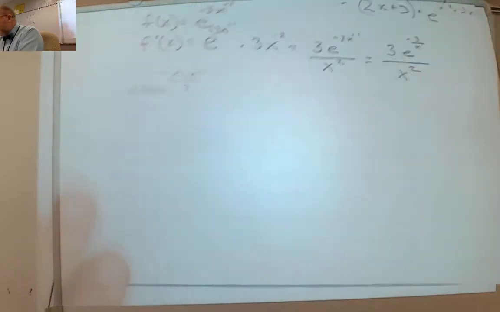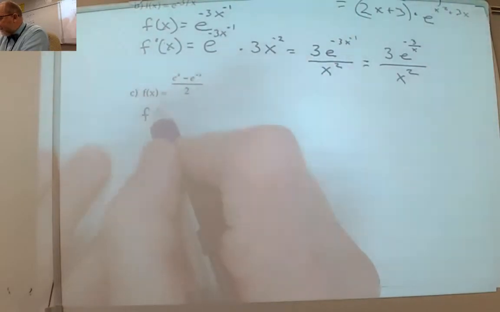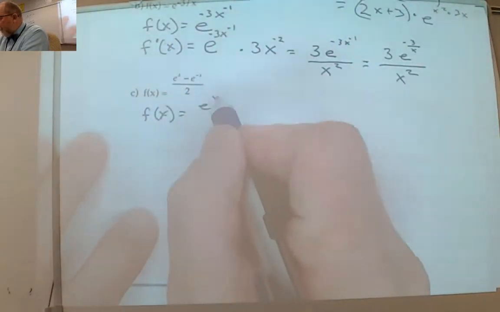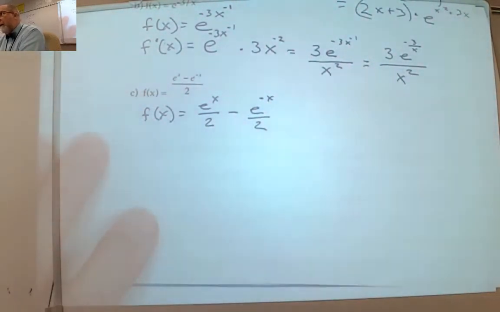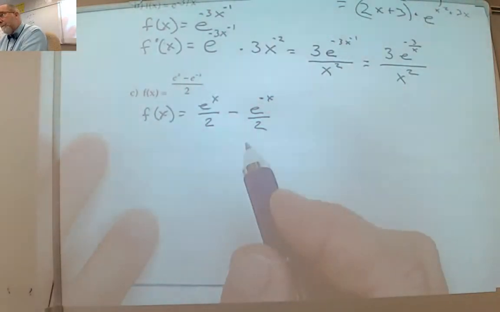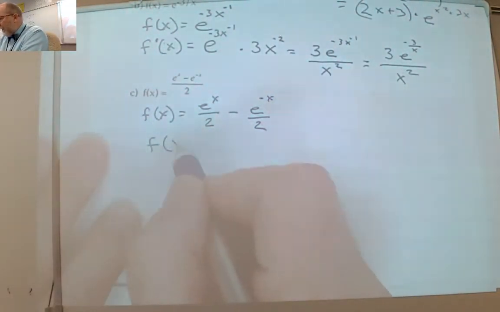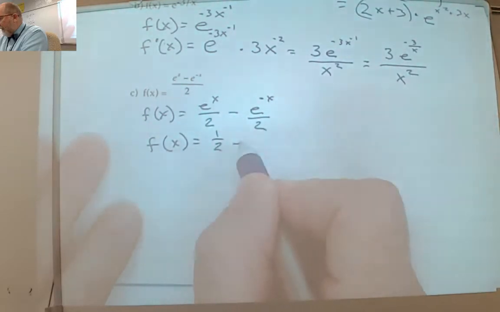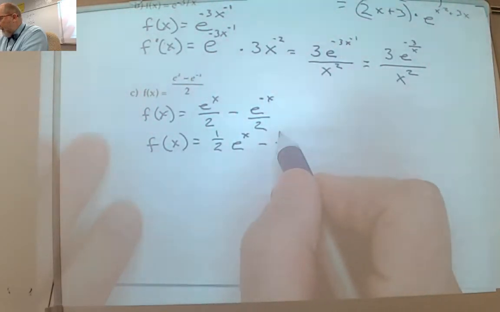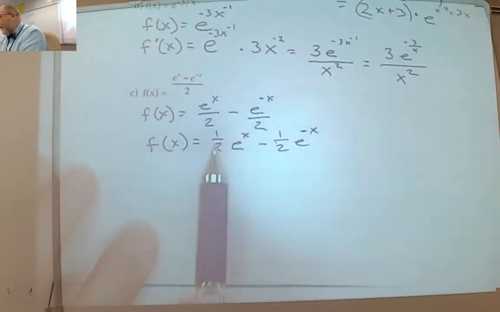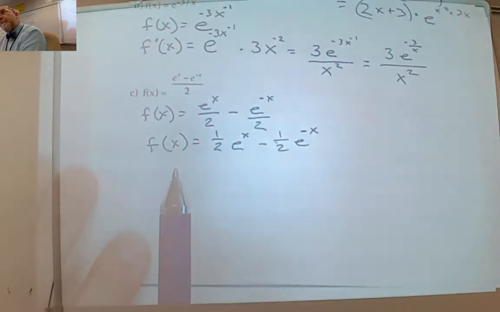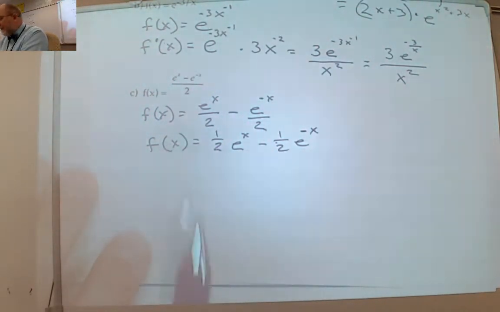Cooper, I'm going to give you a little help on this one. I'm going to rewrite this as e to the x over 2 minus e to the negative x over 2, because they have a common denominator of 2. Are you okay with that? Okay. And then I'm going to rewrite it even further like this. 1/2 e to the x minus 1/2 e to the negative x. Are you okay with that? So you know what coefficient is in front of here. Okay? All right?